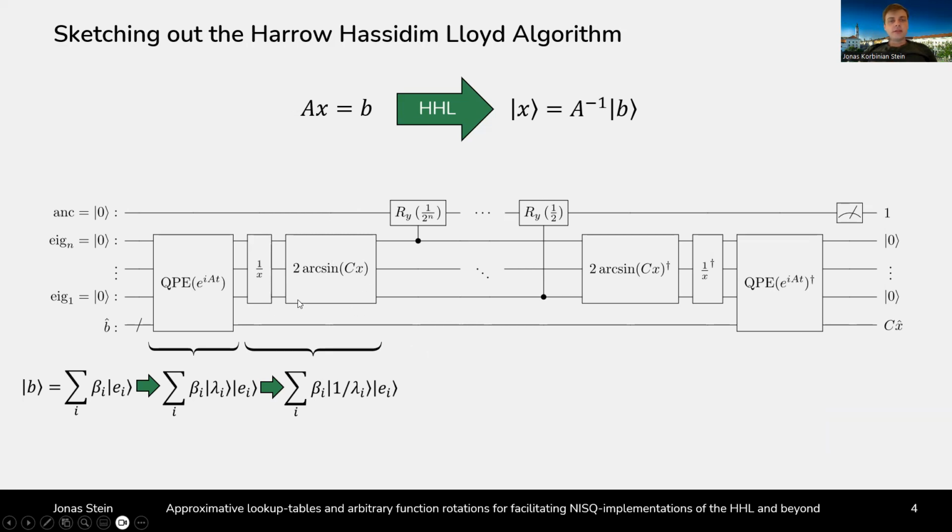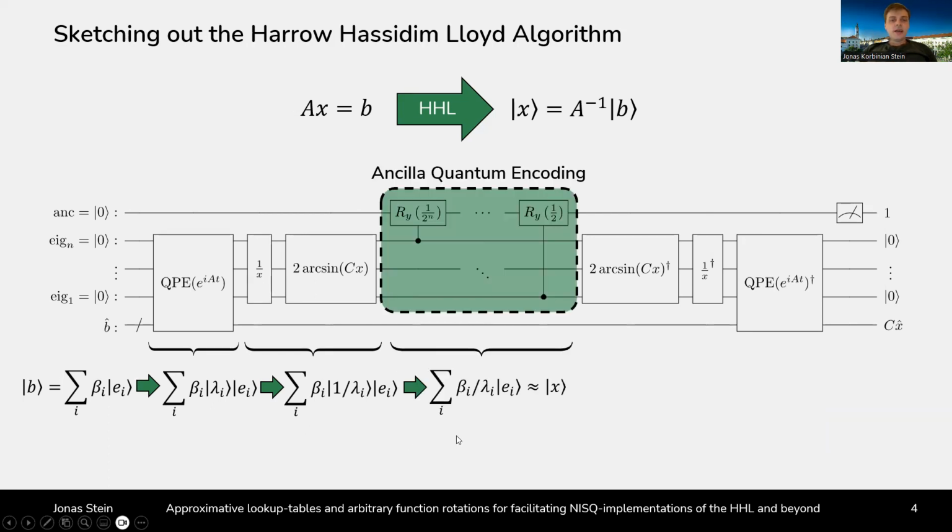I have to invert that, then I have to do one more thing which we'll talk about later. After having it inverted, I have to get the information from this basis encoding into the amplitude, which is usually done with the ancilla quantum encoding. And then in the end, we have our beta_i divided by lambda_i, and therefore roughly x. In the end, we have to do some uncomputation to make everything work. But that's the principal structure that this algorithm follows.